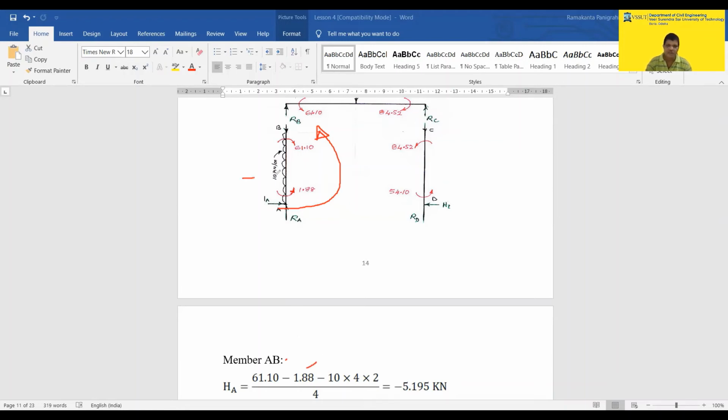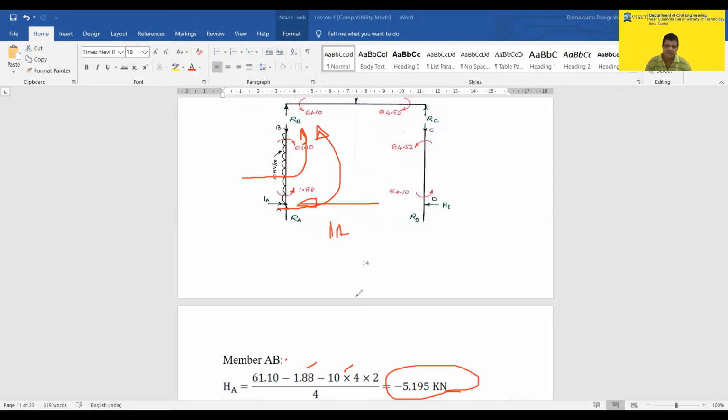So 61.1 is positive, this is minus. And this load will also give anti-clockwise, so that will also be minus 5.1. So minus means the direction will be like this. Positive means we have assumed the direction. So we have taken plus, now it is coming minus. It will be like this. This will be the HA direction.